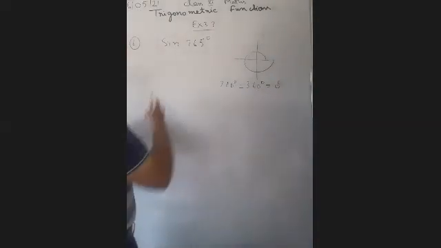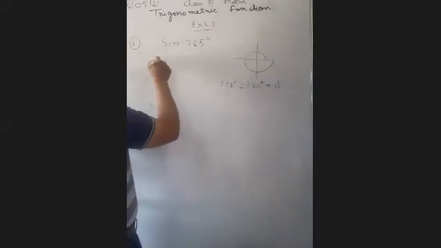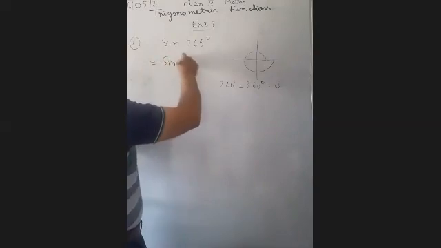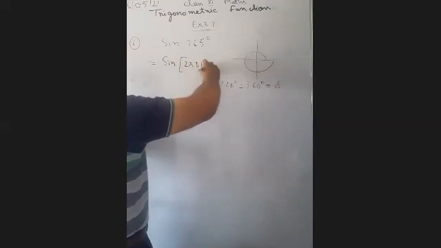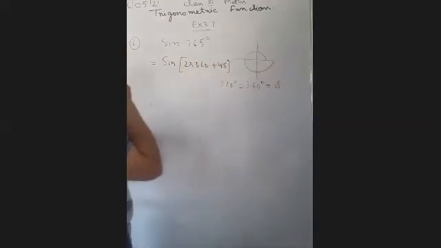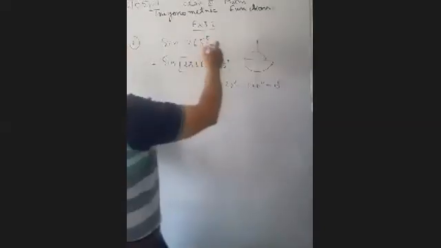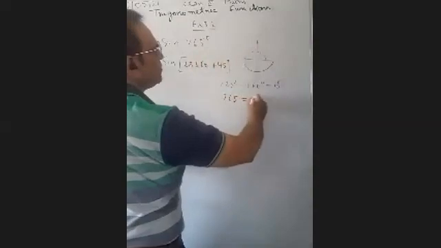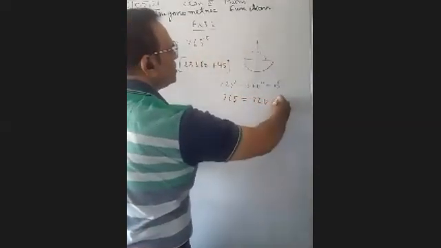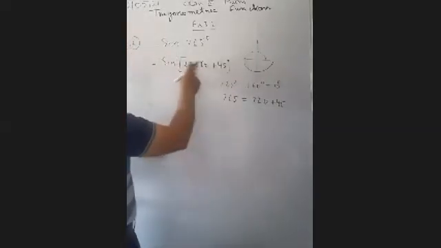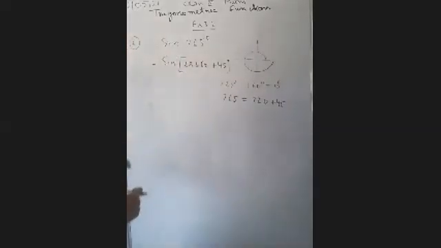So you can write this function sin 765. Just observe how I have written 765. We can write 765 as 720 plus 45 degree. And 720 we can write as 2 into 360 plus 45 degree.